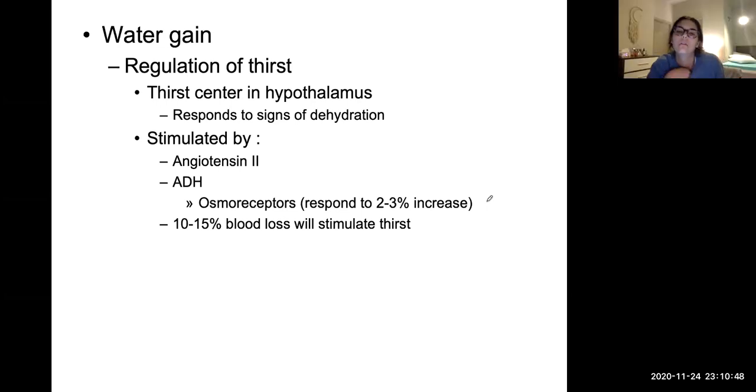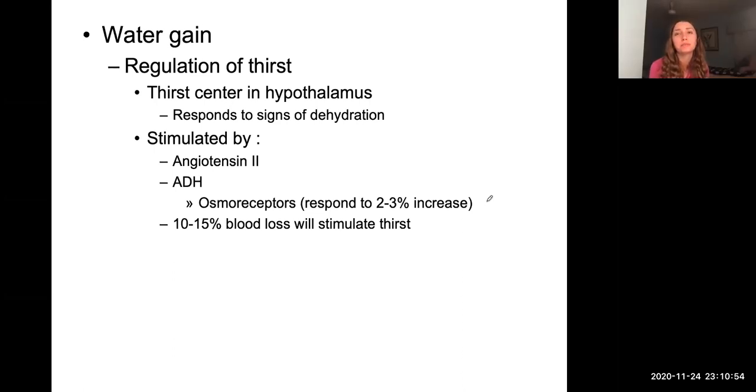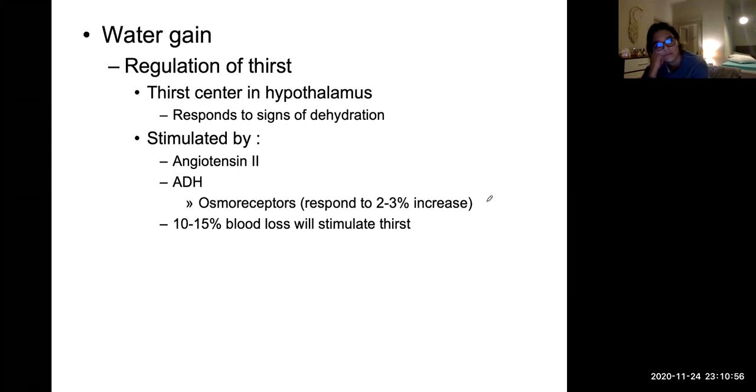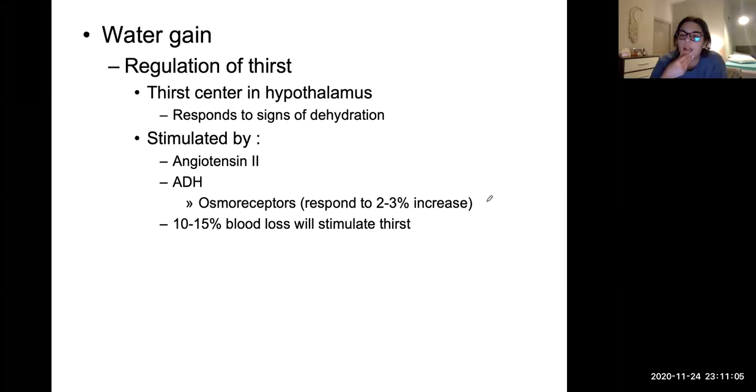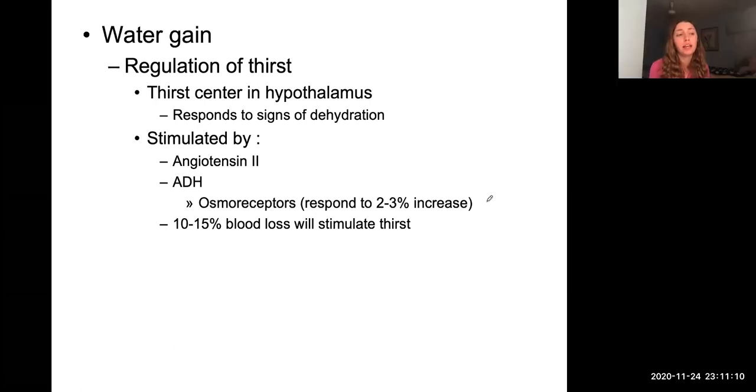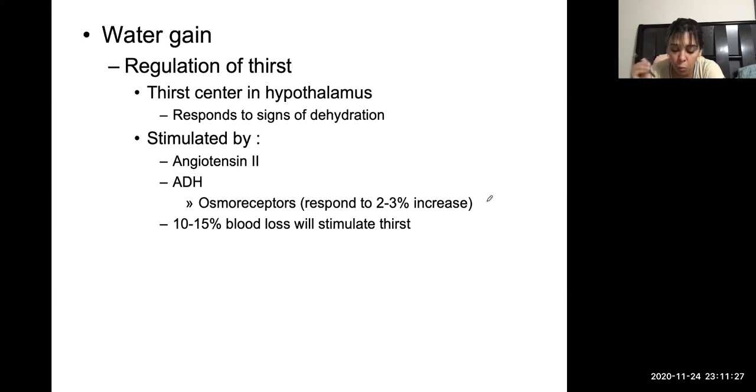Oh, osmoreceptors, yes, it's the osmolarity of the blood. The baroreceptors regulate the pressure. The osmoreceptors regulate the osmolarity. So how would that tie in with ADH? If the blood has a high solute to solvent concentration, this would stimulate the hypothalamus to start up the ADH, to allow for more reabsorption of water and stimulate the thirst. So the osmoreceptors have to do with the water, basically.